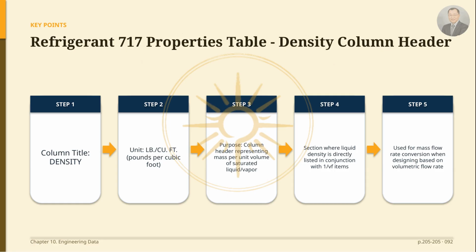This chunk introduces the part that defines the header for the density column in the refrigerant 717 properties table. The column title is Density, and the unit is pounds per cubic foot, lb/ft^3. This column indicates how much mass the saturated liquid and vapor have per unit volume, and it directly represents liquid density in connection with the 1/VF item we saw earlier. When designing based on volumetric flow rate, this density value is used to convert it into mass flow rate.